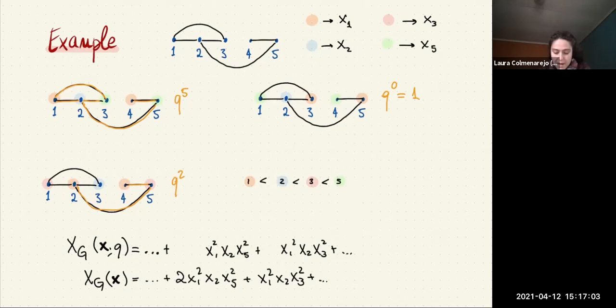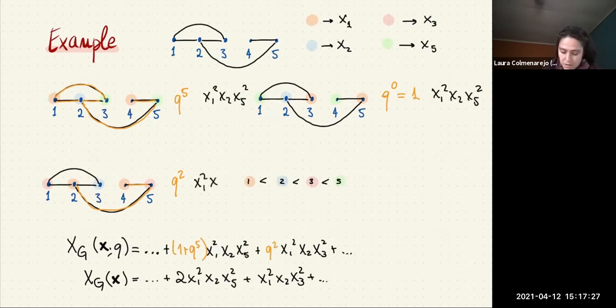So if I'm looking at the new way that I have of encoding this, for these two, you remember that this one was x1 squared, x2, x5 squared. So here now I'm gonna have a 1 plus q to the 5. And this other one is the q squared. So this one is gonna be the x1 squared, x2, x3 squared.